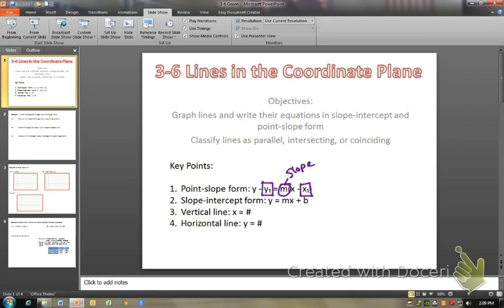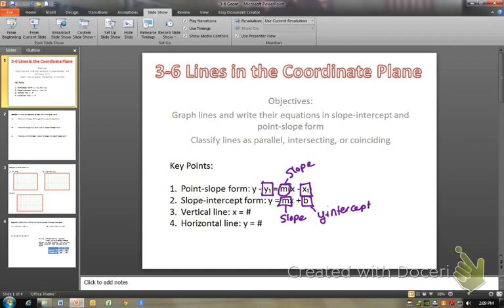Okay, then you have what's called slope-intercept form. M is your slope. You will have a number for that one. And b is your y-intercept. And you'll have a number for that one too.